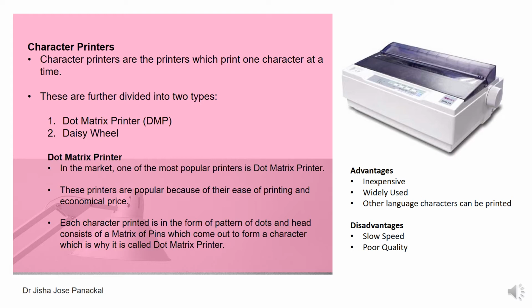Each character printed is in the form of a pattern of dots, and the head consists of a matrix of pins which come out to form a character, which is why it is called dot matrix printer. In older days, we were using this type of printer even in our labs, but now everything is replaced by modern printers like laser and inkjet printers, but still the use of dot matrix printers is common.